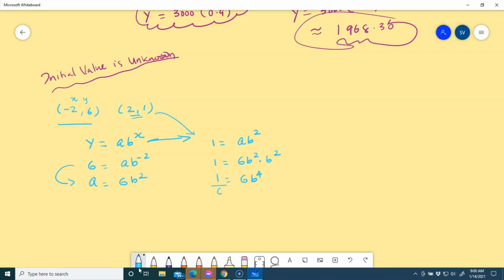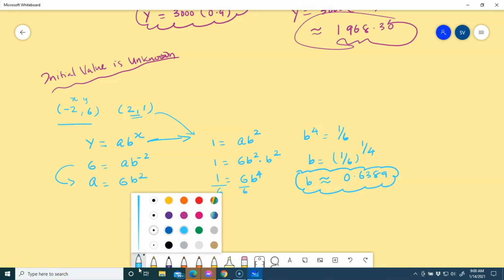So eliminate 6 on both sides. That is b to the power 4 is equal to 1/6. And you know how to find b. Take the 4th root, that is b is equal to 1/6 to the power 1/4. So the value is approximately 0.6389. So you have b as 0.6389.